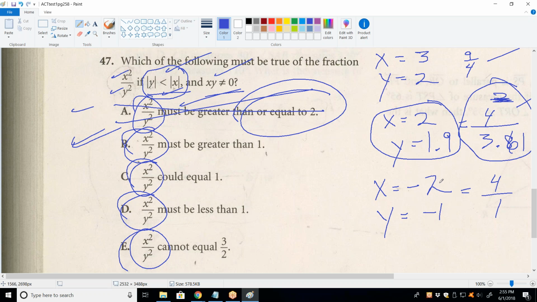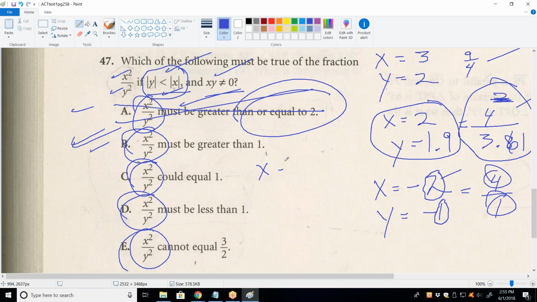Because even if I pick, in other words, this part for y has to be less than that part for x, okay? And I'm squaring both of them. So when I square that number, it's going to turn positive and be greater than the square of that number. But let's look at fractions. Fractions might be a little different.